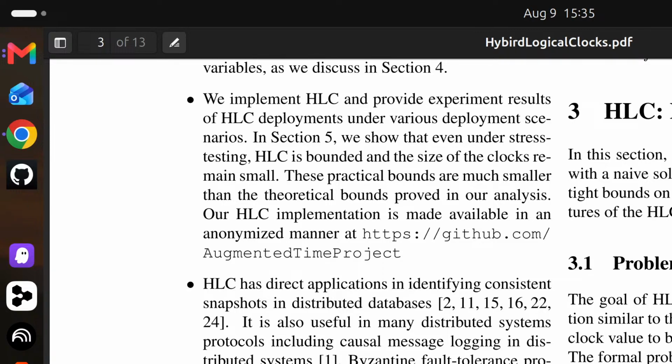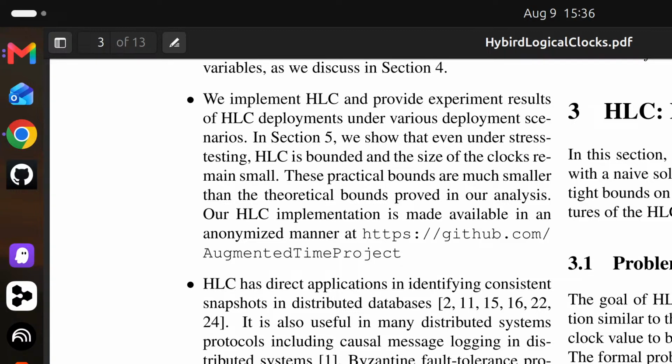Alright, the goal of HLC is to provide one-way causality detection similar to that provided by the logical clock, while maintaining the clock value to be always close to the physical NTP clock. That is also true. The formal problem statement for HLC is as follows.